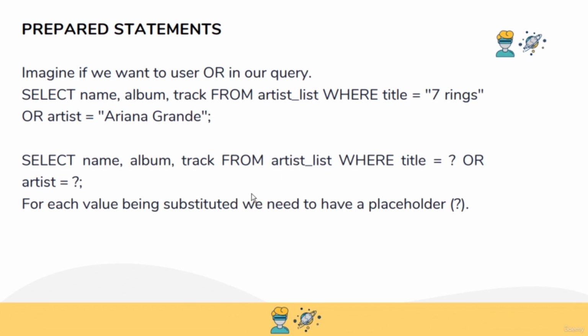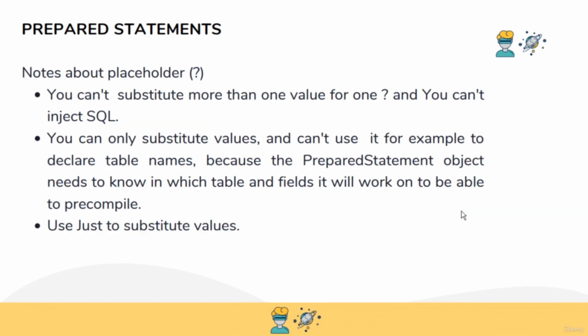The most appropriate query would be select name, album, track from artist_list, which is the name of our view, where title is equal to placeholder or artist is equal to placeholder. Title here is equal to placeholder. For each value being substituted, we need to have a placeholder, this question mark right here.